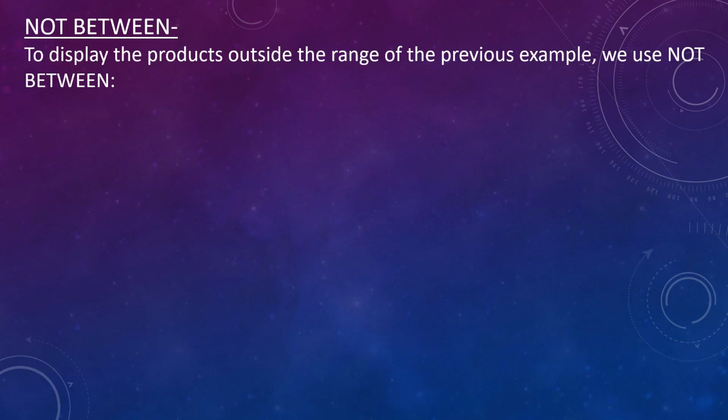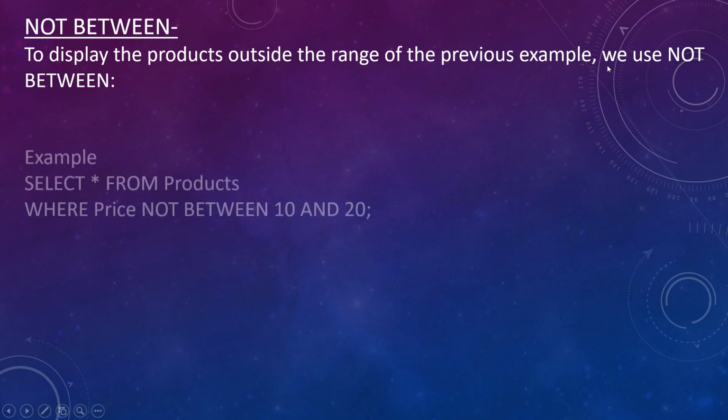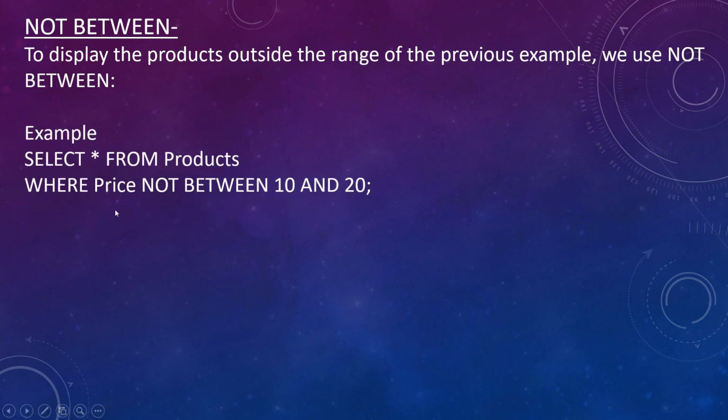Like we have used the BETWEEN operator, we can also use the NOT BETWEEN operator. To display the products outside the range of the previous example, we will use NOT BETWEEN. For example, I am interested to find all the products whose price is not between 10 and 20. I don't know what the range will be, but I just want the price not to be between 10 and 20.